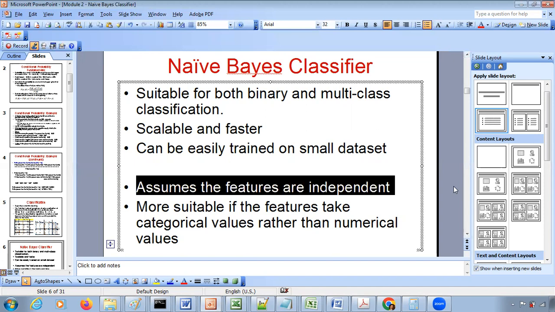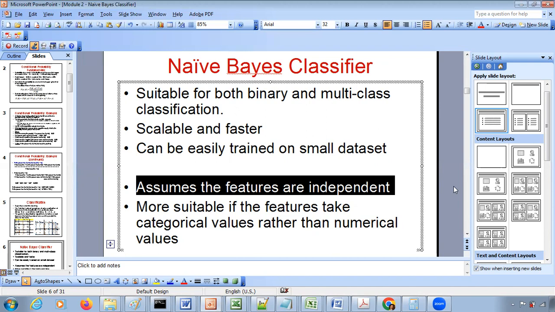And it is also more suitable if the features take categorical values rather than numerical values. So it's more suitable for classifying data sets for which the features have categorical values. It's straightforward in those cases. Whereas if the features have numerical values, we have to go with multiple iterations, and look at an example later in this module, and then choose or build a classifier.